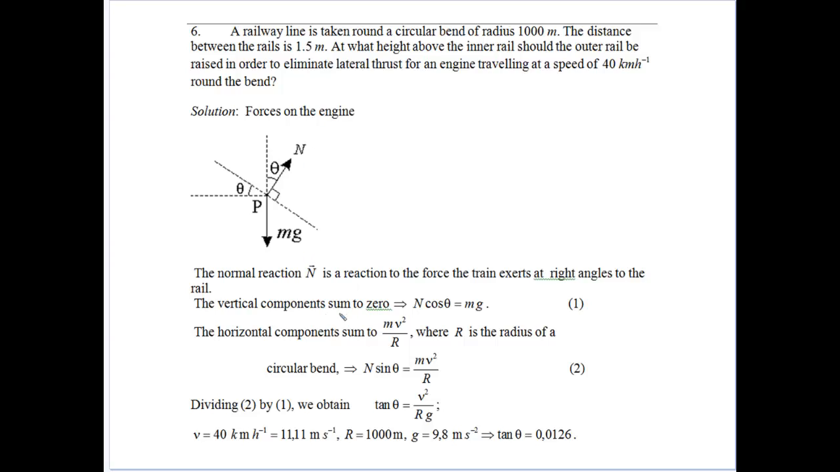What's going to be happening on the rails is this situation occurring. So we get n sine theta equals mv squared on r, and we get tan theta equals v squared on rg, like we have. Again, we work out what tan theta is going to be. The speed in kilometers per hour means 11.11 meters per second. Radius is 1,000 meters and g is 9.8. So it gives us tan theta being equal to that value.